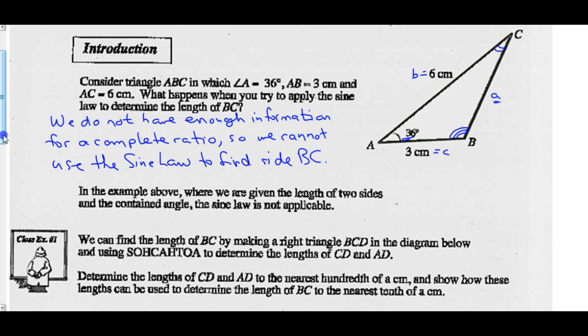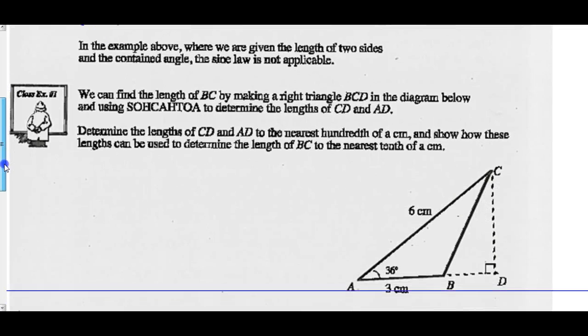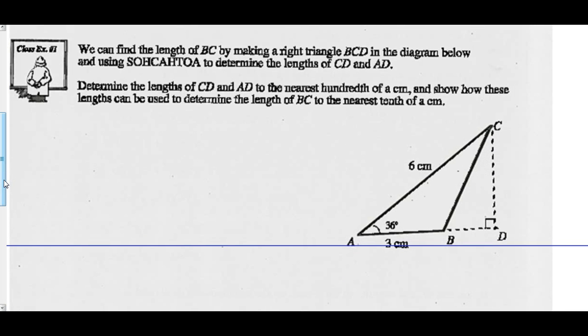Alright. So in the example above, when we're given the length of two sides and the contained angle, the sine law won't work. We haven't got a complete ratio. We can find the length of BC by making a right triangle, triangle BCD, sorry, in the diagram below, and using our right angle trigonometry, our basic trig ratio, sine, cosine, or tangent, to find the lengths of CD and AD.